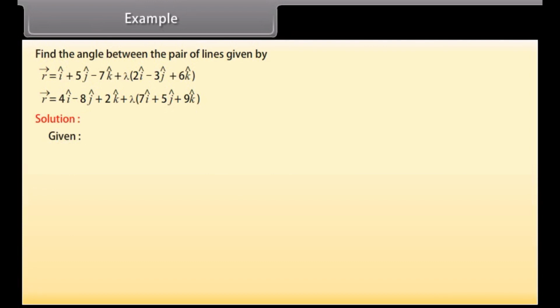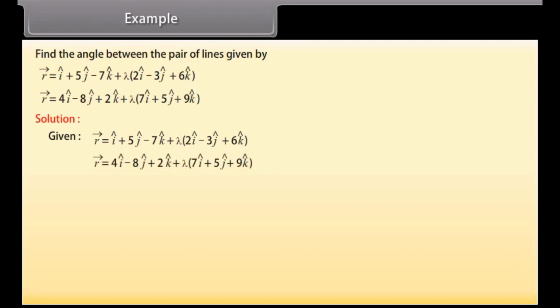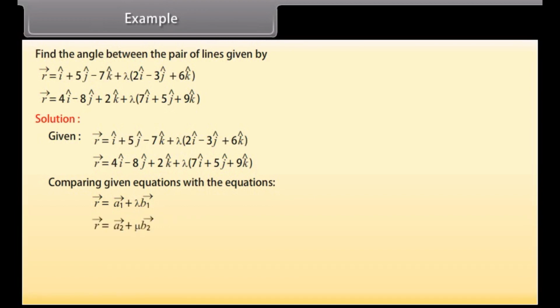Solution. Given vector r equals i plus 5j minus 7k plus lambda (2i minus 3j plus 6k), and vector r equals 4i minus 8j plus 2k plus lambda (7i plus 5j plus 9k). Comparing the given equations with vector r equals vector a1 plus lambda vector b1 and vector r equals vector a2 plus mu vector b2, here vector b1 equals 2i minus 3j plus 6k and vector b2 equals 7i plus 5j plus 9k.